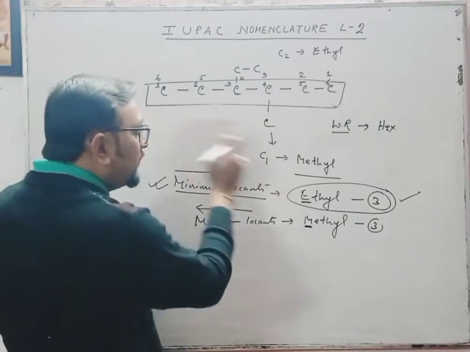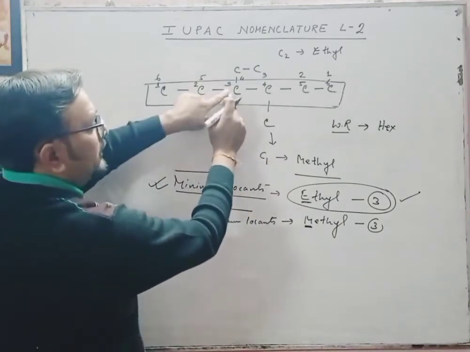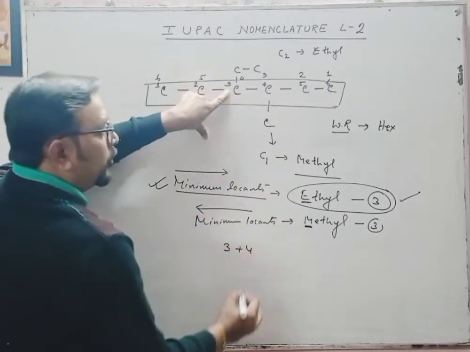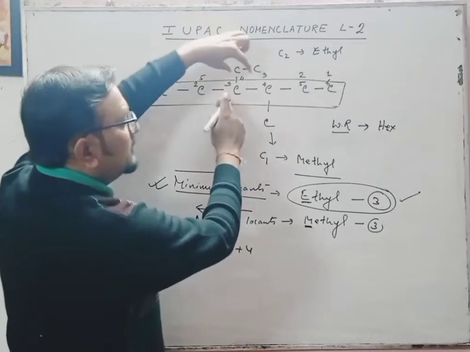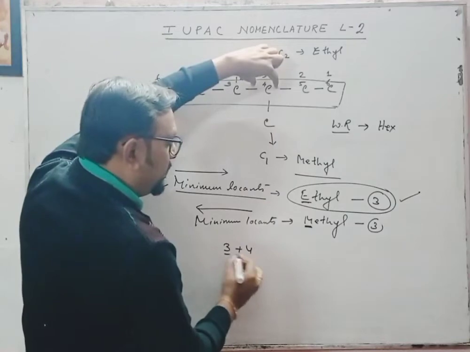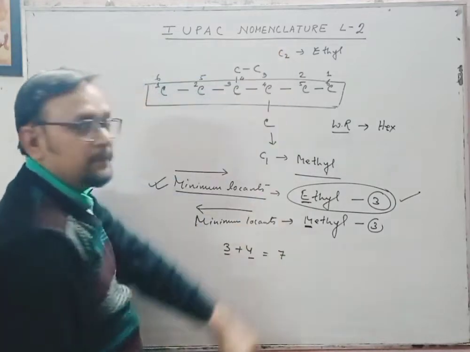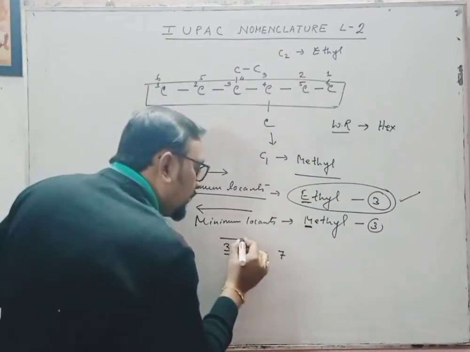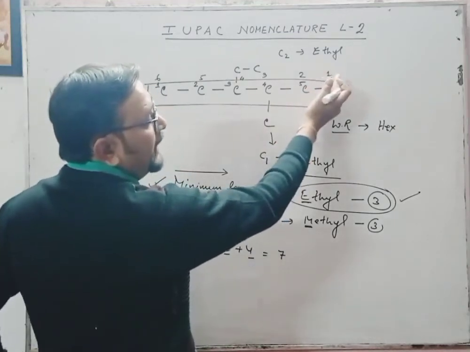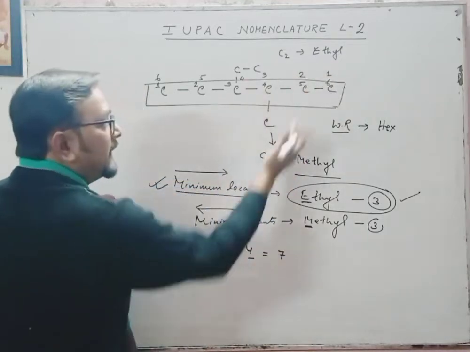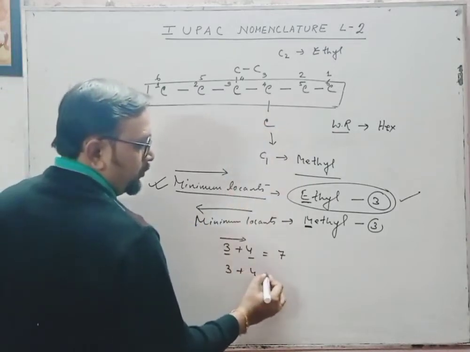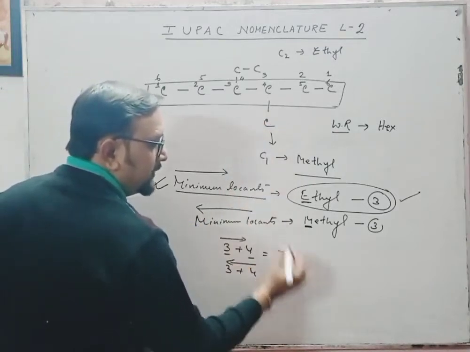So if I add up in this way, 3 plus 4. So what are the locants here? 3 plus 4, isn't it? The third has the first substituent and the fourth has the second substituent. So 3 plus 4, how much is it coming? 7, right? So if I do this from this side, now if I take this numbering pattern 1, 2, 3, you see again the first substituent is at 3 and the second one is at 4 from this side also. So it is also coming 7.